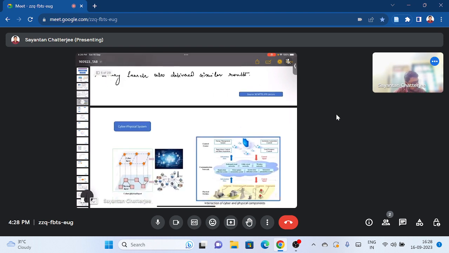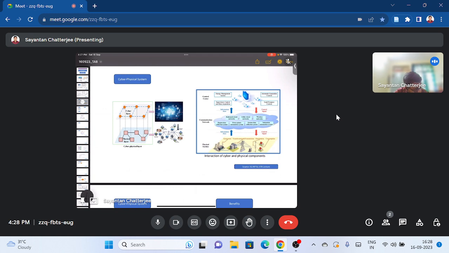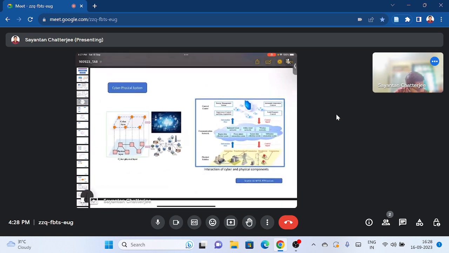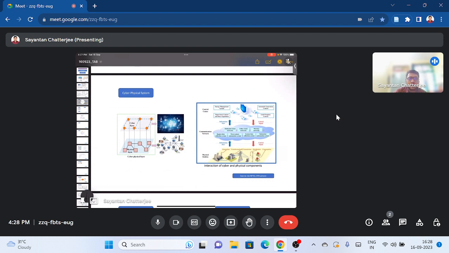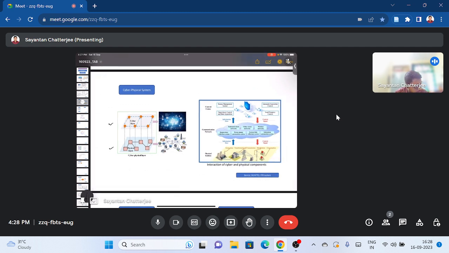Coming to the next part of this week, what is known as the cyber physical system. Mainly, what do we understand about a cyber physical system? This is the outermost diagram, a generalized overview of what a cyber physical system is, where we have the physical layer connected with the cyber layer.